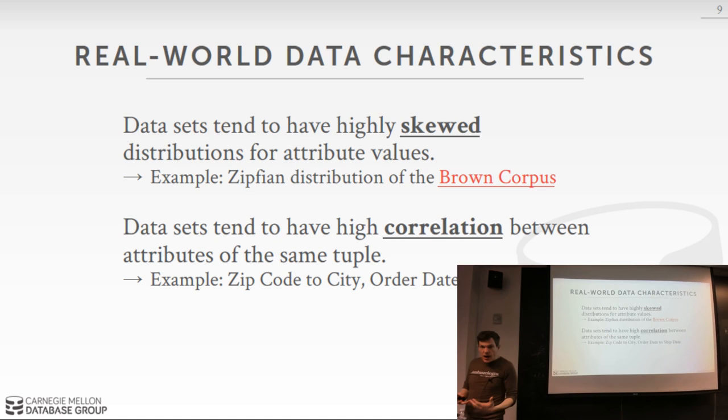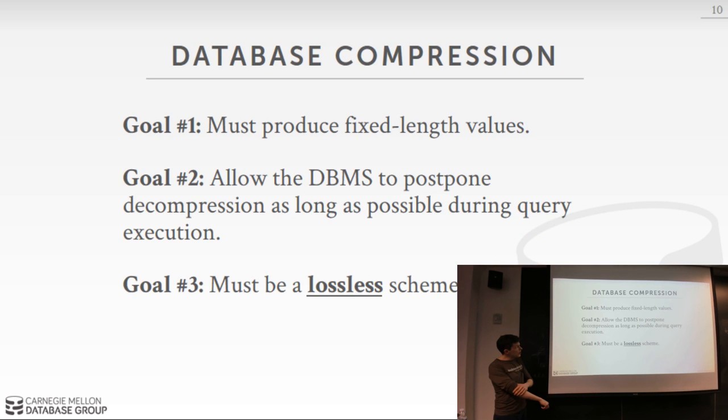Now when we design our compression scheme for our database, there are three goals we want to achieve. The first is that when we have uncompressed data, it goes into our algorithm or whatever our compression scheme is, and it's going to spit out a compressed form of that data. We want to make sure that compressed form is always a fixed length. We know this because in the last class we talked about how we always want to have these fixed length data blocks, and it allows us to be very efficient to jump to a particular offset and say, here's the tuple that I need.